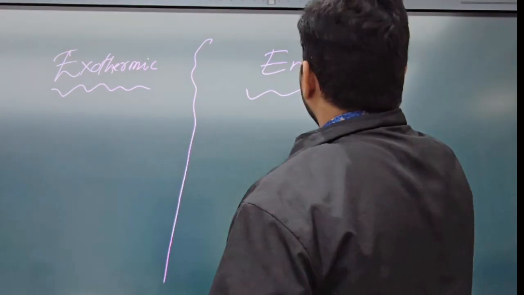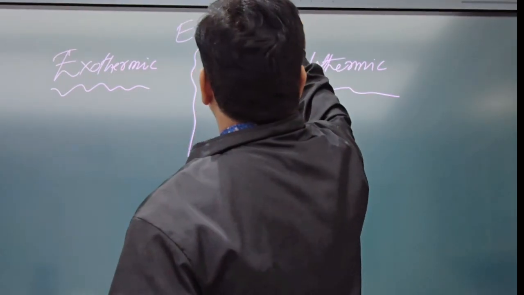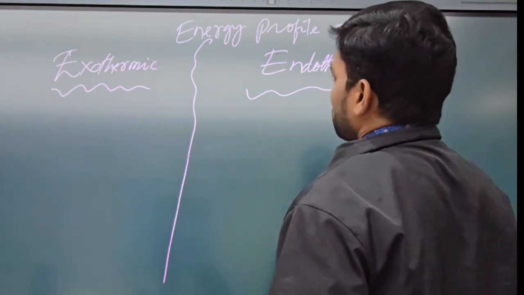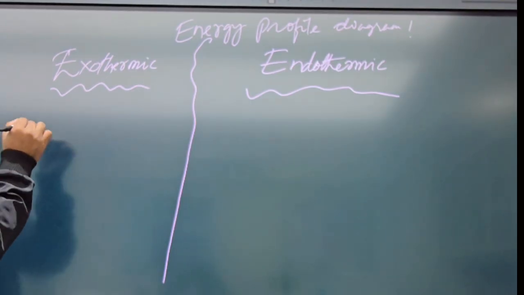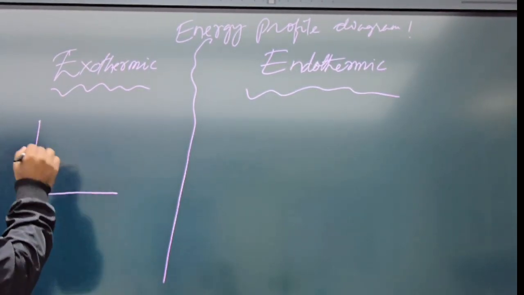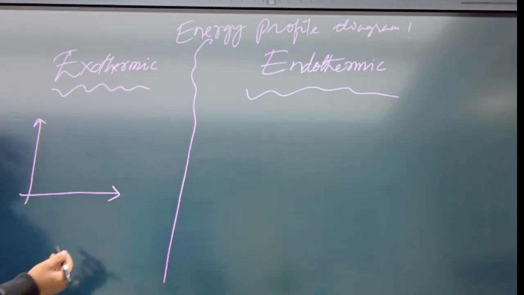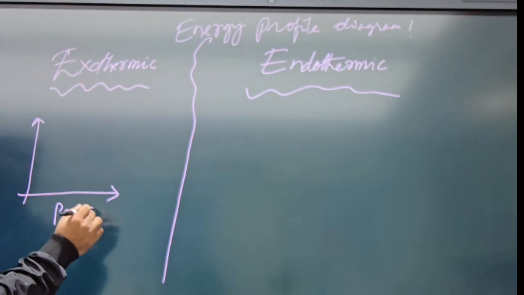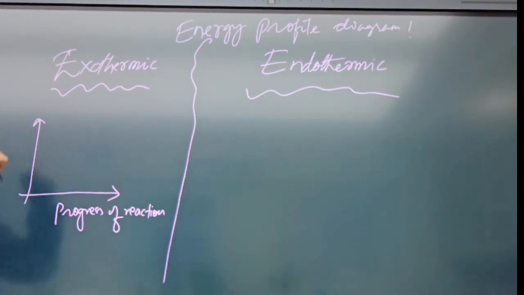Exothermic will be this side. So we are going to draw the energy profile diagram, okay? This is the energy profile diagram. This is the two-dimensional structure, x-axis and y-axis. The x-axis represents what? Progress of reaction, right? Reaction progress, so you can say. How about the y-axis? Energy.